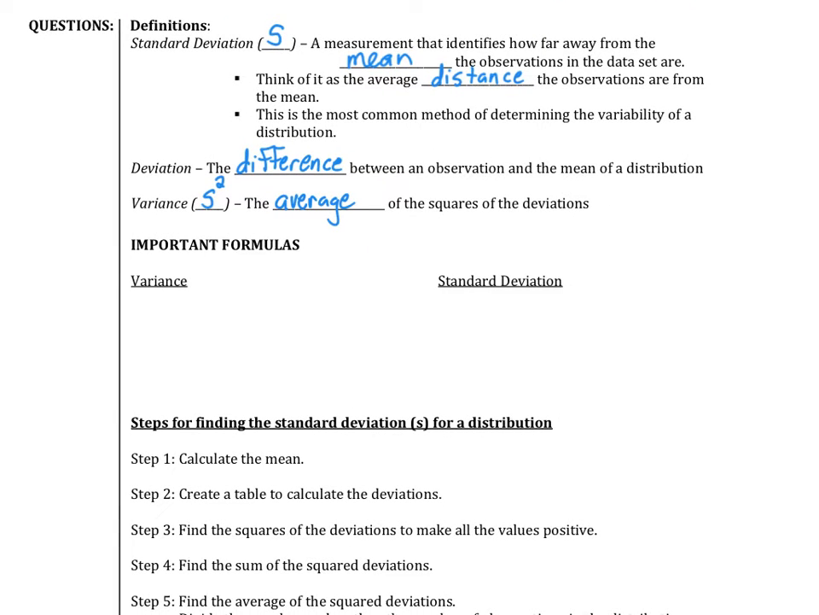So the formulas we have: the variance, which we said is S squared, is S squared equals the sum of, that top symbol up here means the sum of, and then we have xi minus x bar squared. That means each observation minus the mean, squared. And then the standard deviation, which we call S, is equal to the square root of S squared.